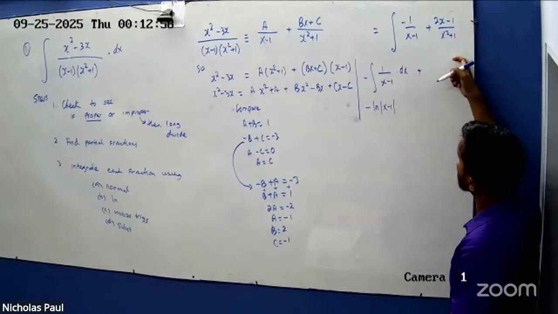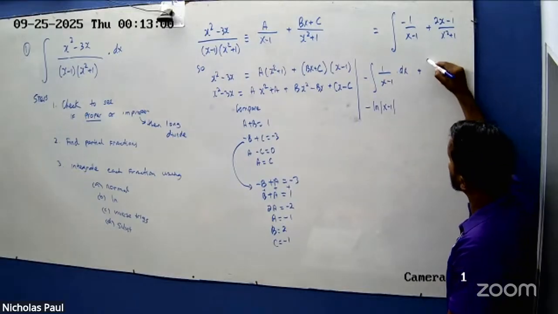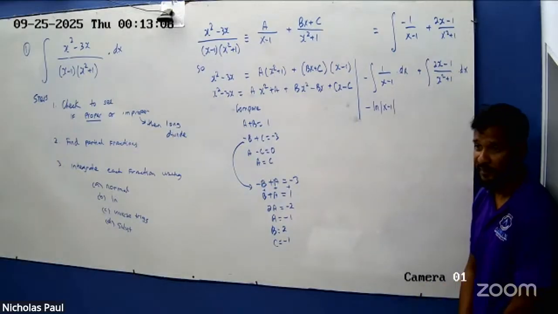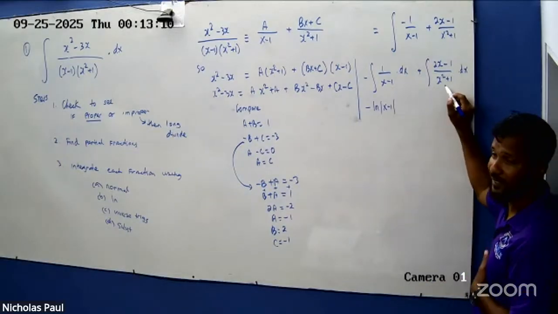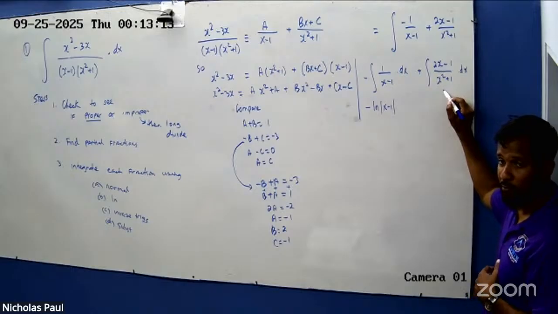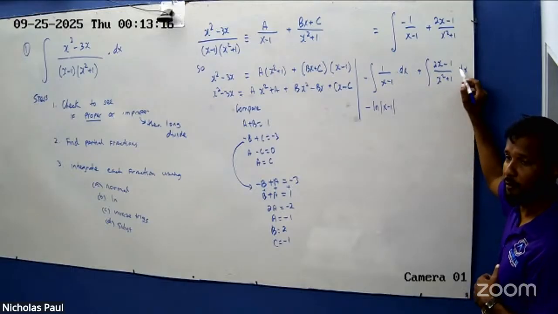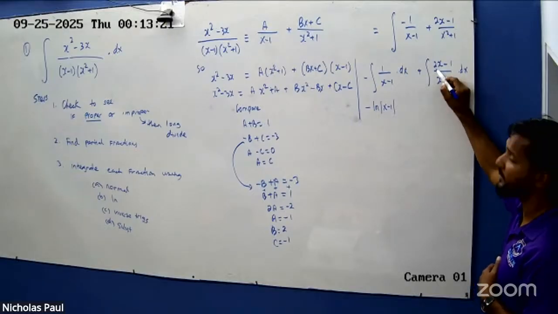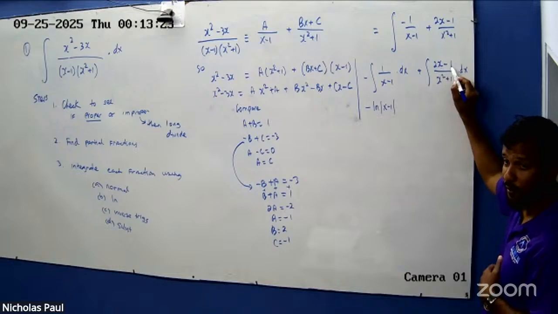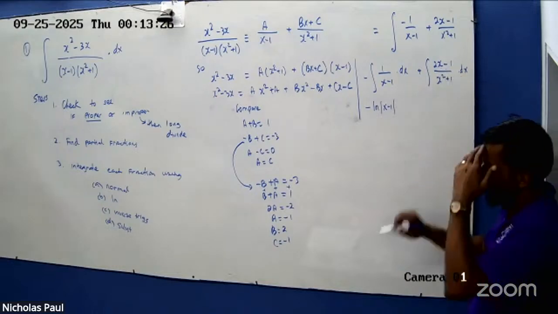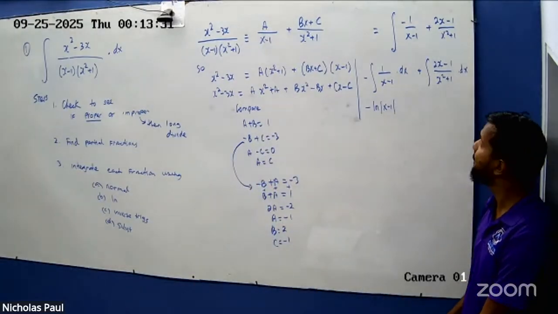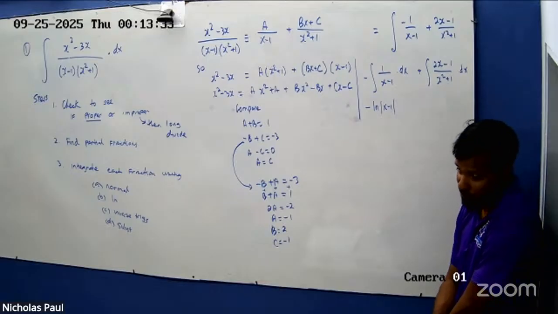Now the problem is here. What do I do with this? 2x minus 1 over x squared plus 1. Any ideas? Check it and see. Can I use ln? No? What's the problem with ln? The problem with ln is the differential of x squared plus 1 is 2x, not minus 1. So the problem is minus 1, right? Can I use inverse trigs? No. Can you use a substitution? That could be an option.